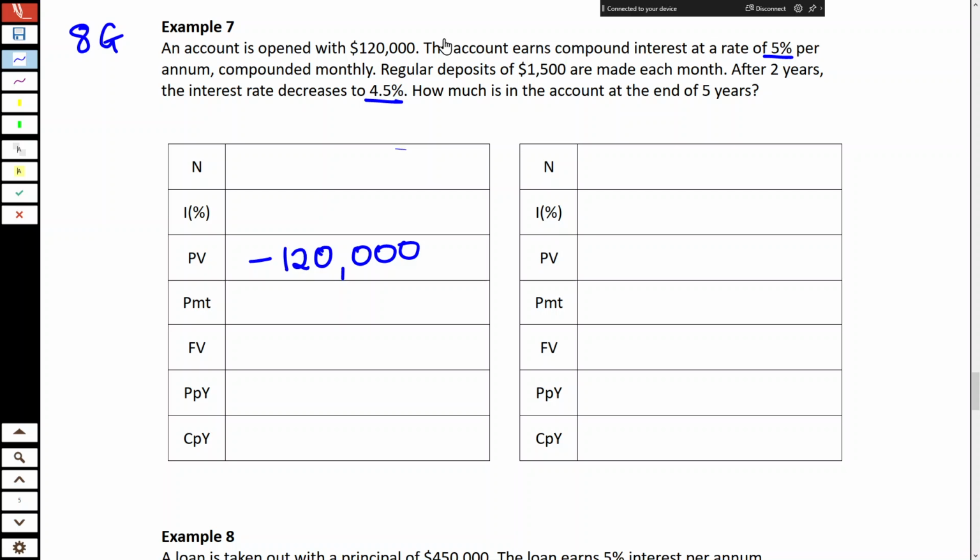So whenever the interest rate changes, we have to start a new part of the calculation. So here, 5%. Monthly for 2 years. And if you don't remember, you can just type something like that into your CAS. It'll do it for you. Monthly, monthly. We are solving for the future value, so we're going to leave that blank. What's the payment going to be here? $1,500. Positive or negative? Negative. All right, so go ahead and do that calculation.